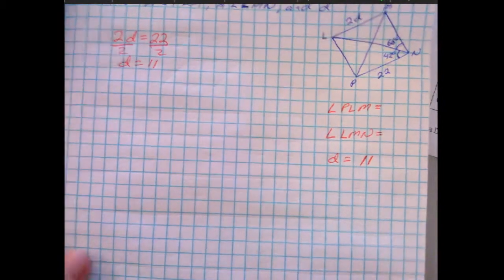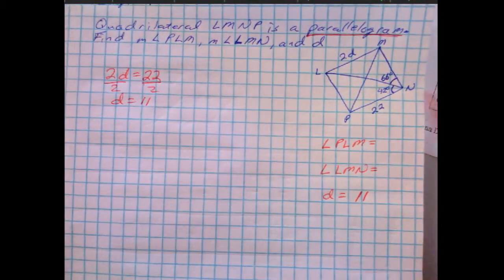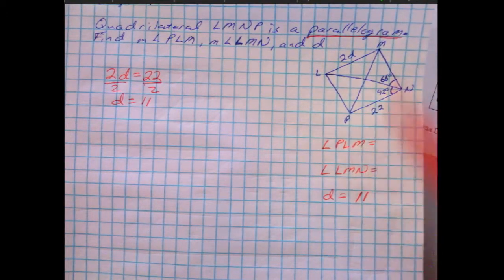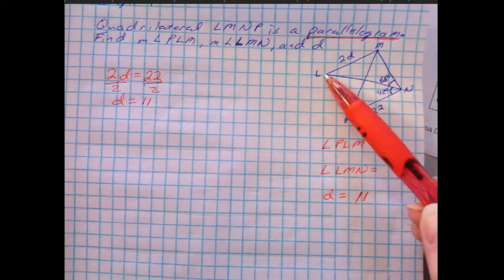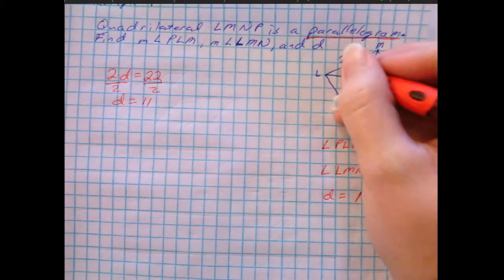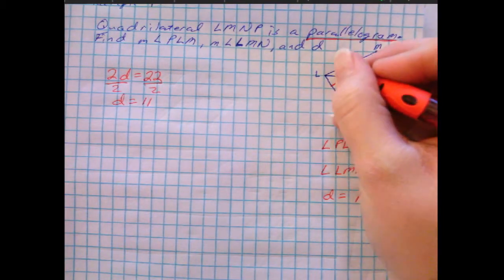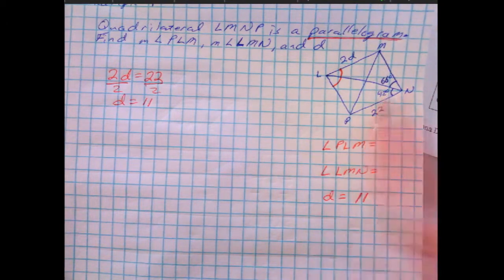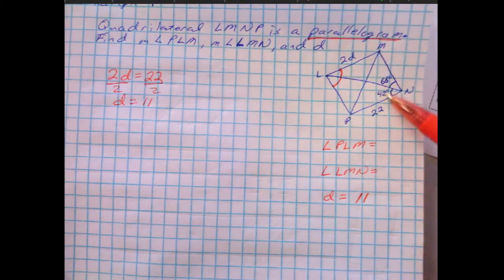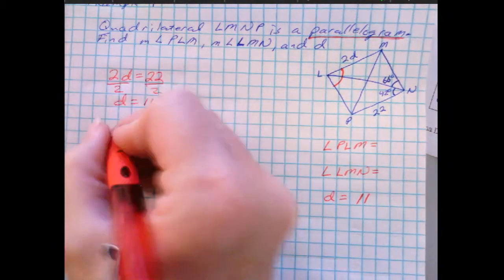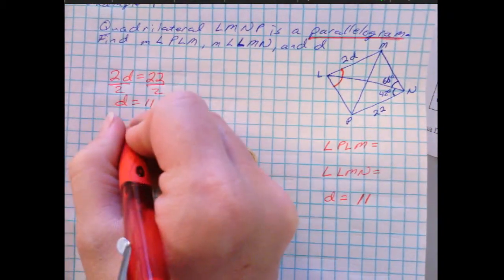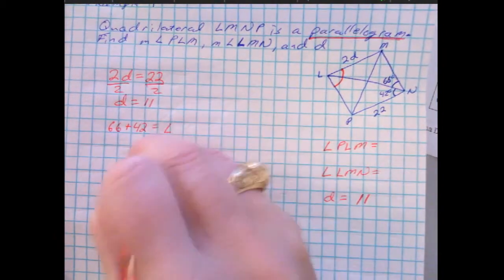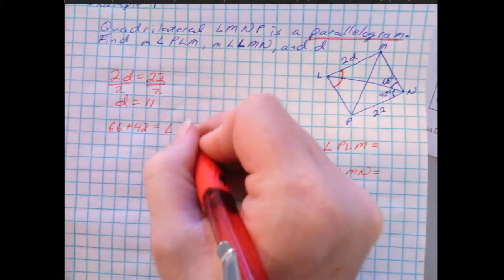So I know I have some angles over here. I have these two angles, and I want PLM. So where is PLM? PLM is this big angle here. Well, this angle is opposite of this one, so I know that this whole angle is going to be congruent to that one. So I have 66 plus my 42 equals angle PLM.